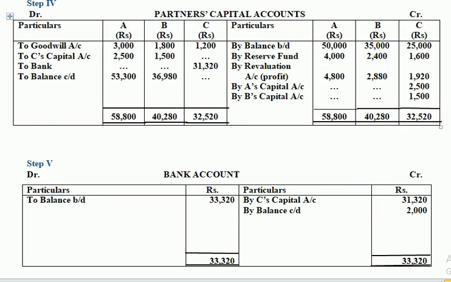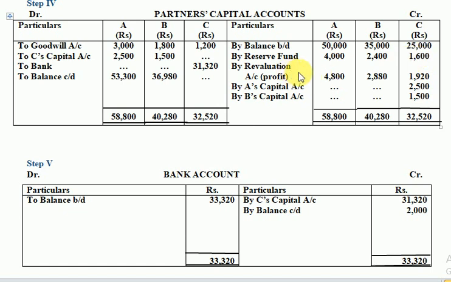So after the revaluation account is prepared, we are moving with step 4, which is always the partners' capital account. Here is the capital account of partners, where on the credit side, first of all, we will write the capital from the balance sheet as by balance b/d: A 50,000, B 35,000, C 25,000. The reserve fund was appearing on the liability side of the balance sheet. This will also be distributed between A, B and C in their old profit sharing ratio.